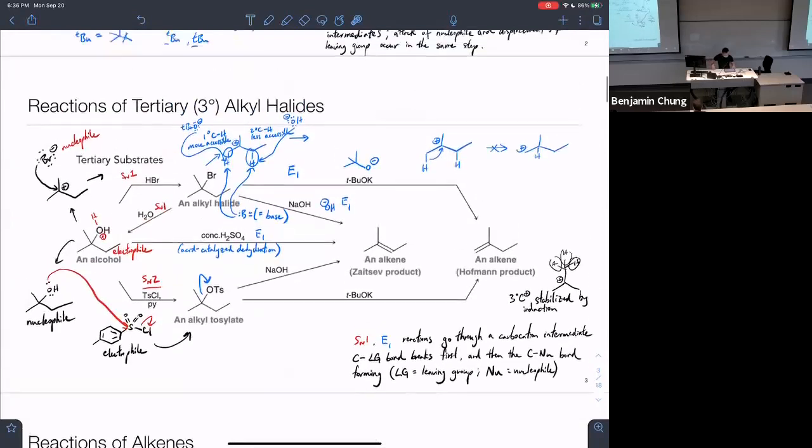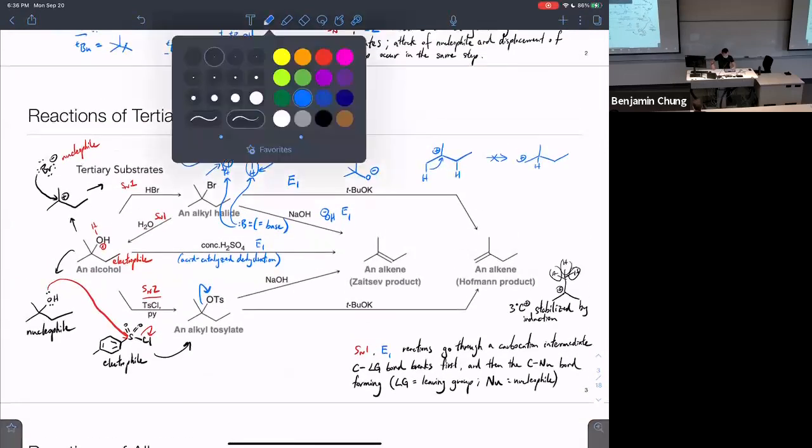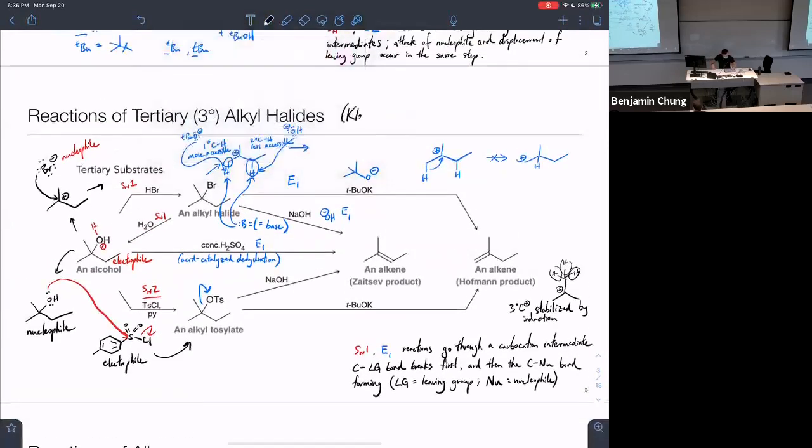Okay, so just one more thing, just wanted to add that this is also Klein Unit 7.